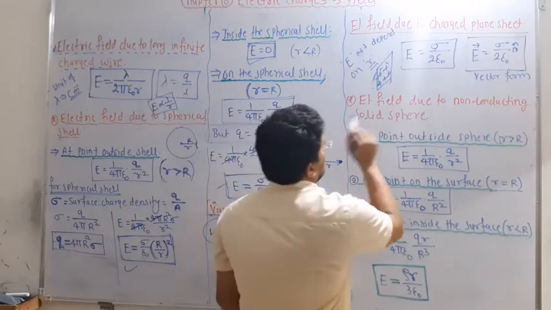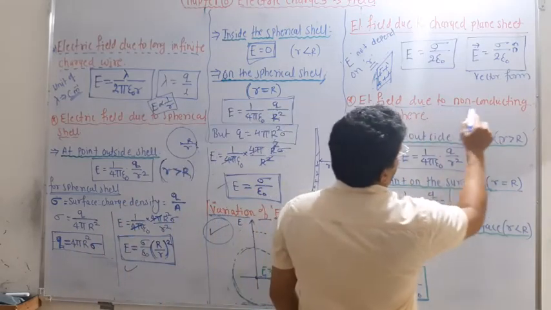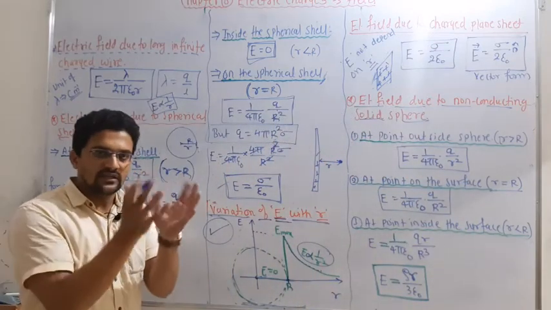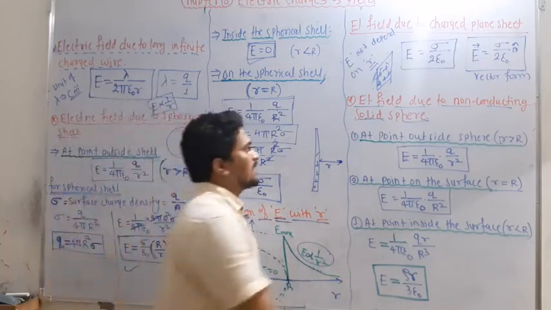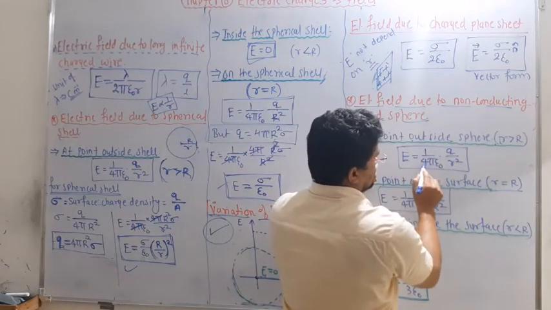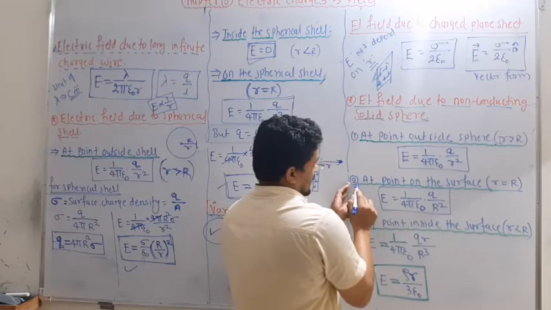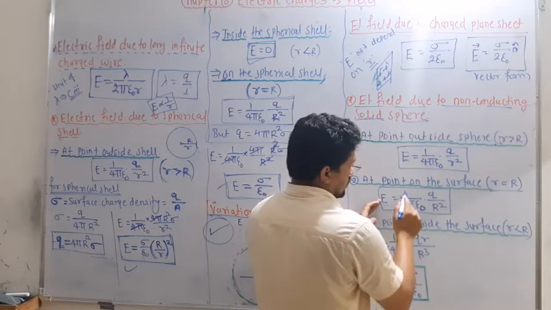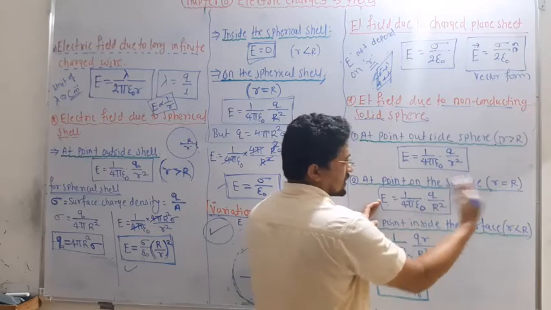Next, electric field due to a non-conducting solid sphere. Here the sphere is solid inside, it is not hollow. For a point lying outside the surface, E equals 1 upon 4 pi epsilon naught q by r square, and on the surface where r is equal to R, E equals 1 upon 4 pi epsilon naught q by R square itself.